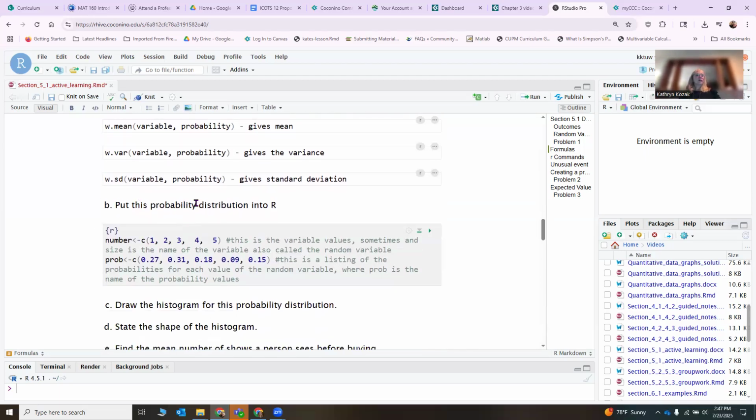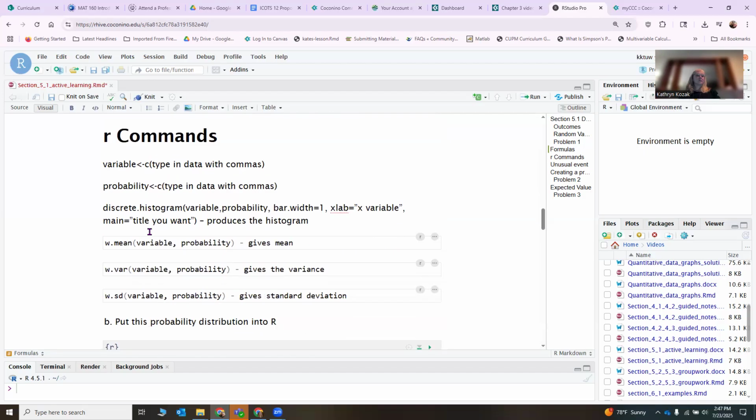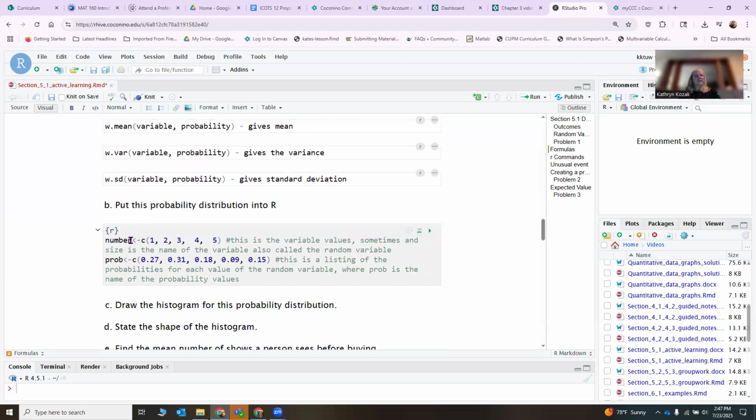So first, we're going to put the probability distribution into R. I'm going to call these number as my variable, just to give it a name. And then I'm going to combine them. C of 1, 2, 3, 4, and 5. Then I'm going to do my prob. I call it prob. You can call it probability. You can call it whatever you want. These are names you're giving things. Notice these are all put in as decimals. Make sure you also keep them in the right order.